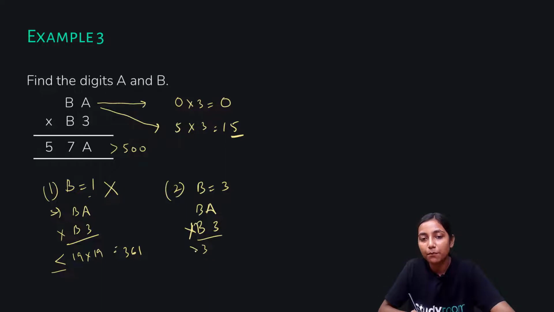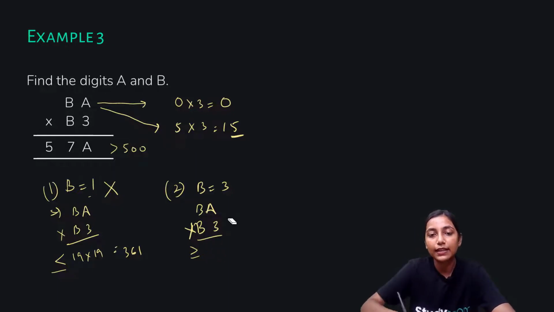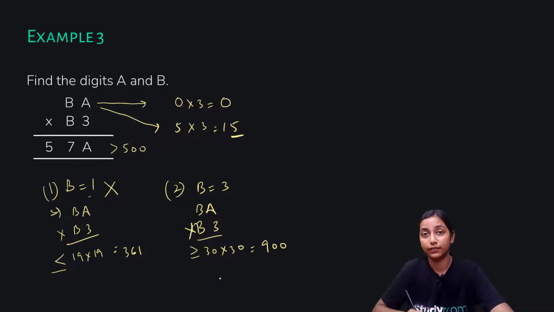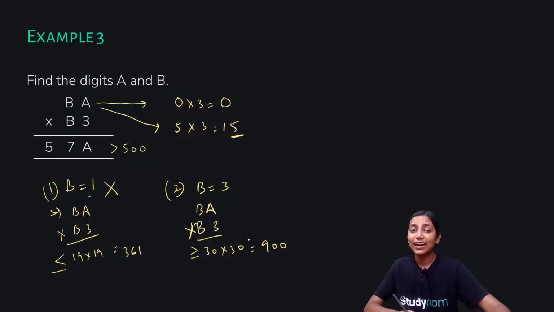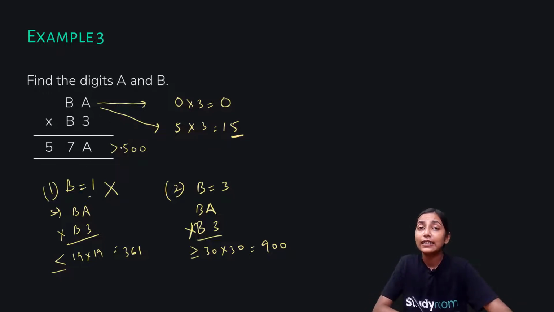It will have the minimum value. It will be greater than or equal to this third. Wait, I'll write it again. If b is 3, it will be greater than or equal to 30 into 30, that is 900. So if b is 3, this product will be greater than 900. But we just need it around 507 something. So we cannot take b as 3.